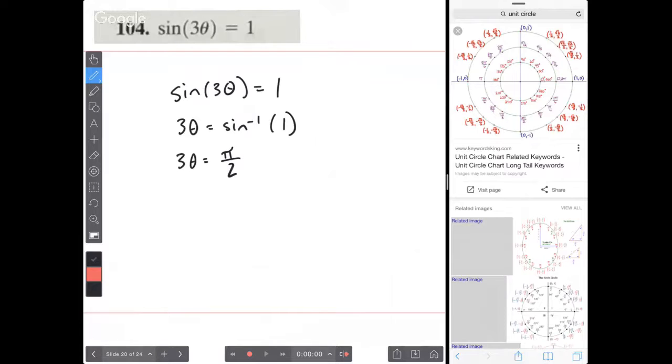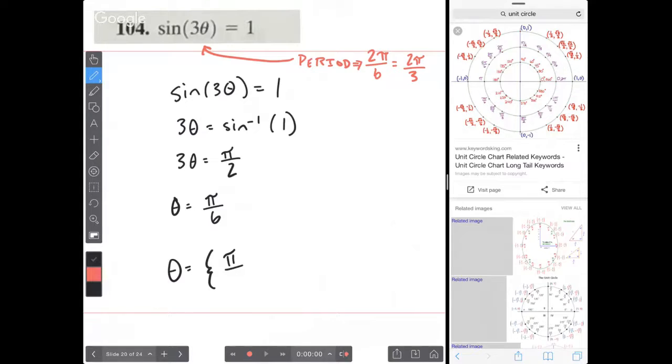Yep, secant and cosecant is on the test. Yes, Emily. So theta equals pi over 6. I now need to find out what's the period of this function. It's 2 pi over b equals 2 pi over 3 in this case. So I'm going to say theta equal to the set of pi over 6 plus 2 pi over 3k.